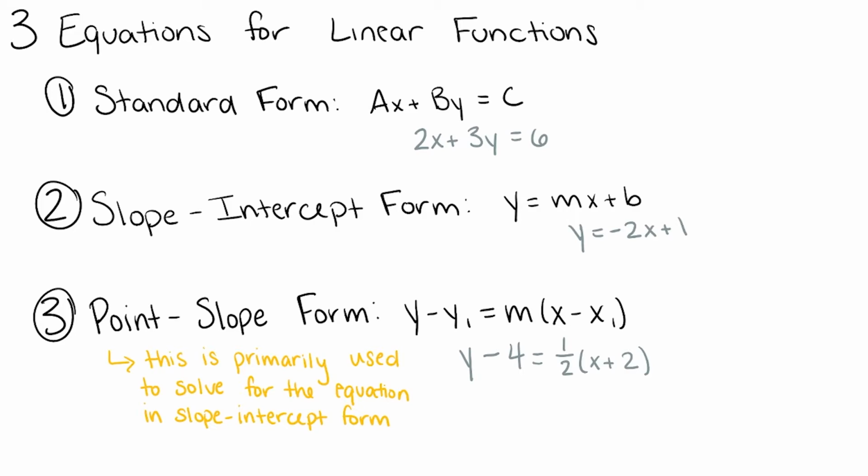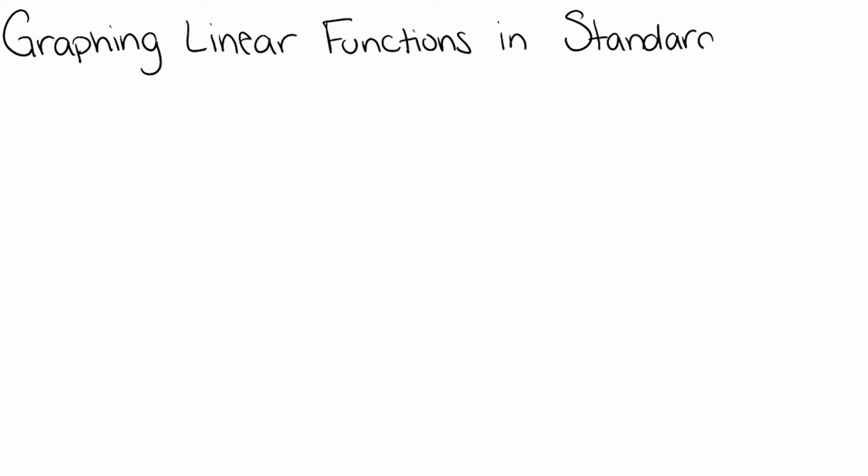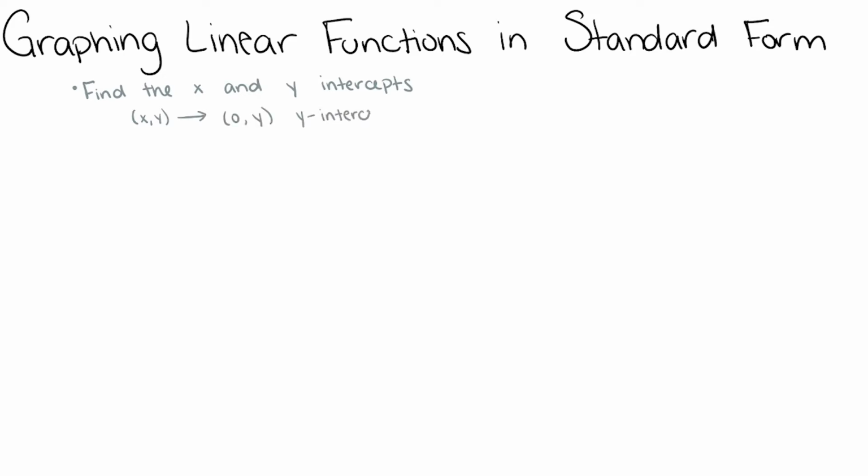Let's look at some examples of graphing linear functions in standard form. The way that we graph our functions in standard form is we will find our x and y intercepts. We do this by setting x equal to 0 to find the y-intercept and set y equal to 0 to find the x-intercept.